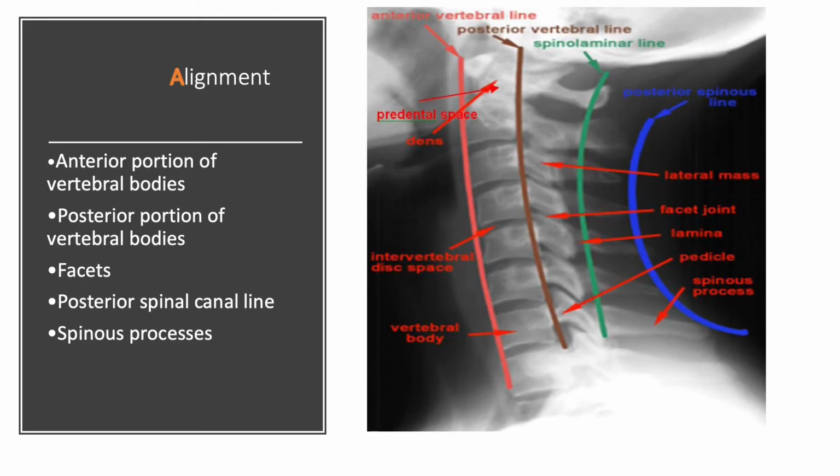When you look at alignment, like you read a standard radiograph, A is your anterior portion of the vertebral body. B is the posterior portion of the vertebral body. Then you look at the facets. Then you look at the posterior spinal canal line. Then you look at the spinous process line. You can see that all these would be aligned in a standard radiograph.